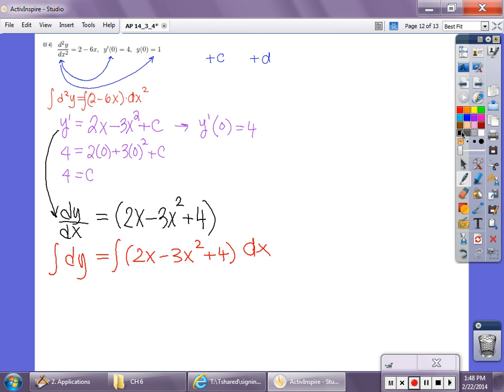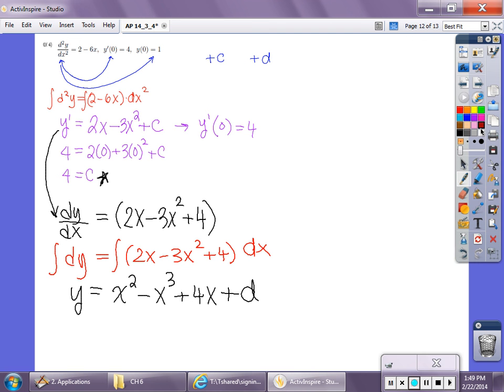And here's where I was talking about that d. So here I'm going to write my y. The integral of 2x is x squared. The integral of negative 3x squared is negative x cubed, and then plus 4x. And then you're not allowed to use c again, because if you write c, then we already know the value is 4, because we found it up here, and we defined it up there. So you have to use a new constant. So that's why I'm choosing d.